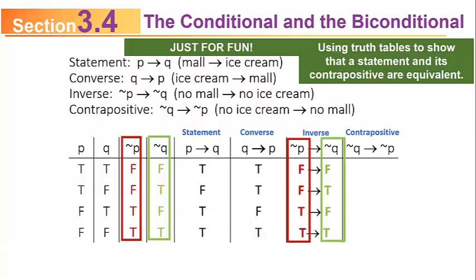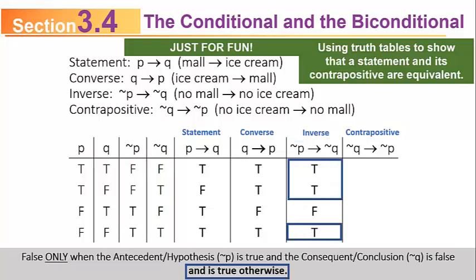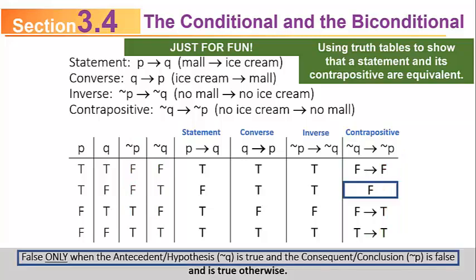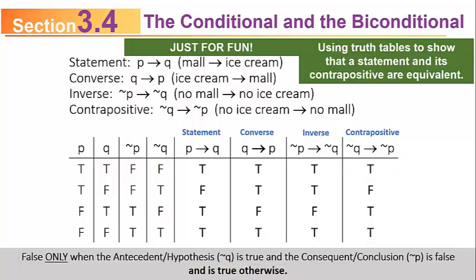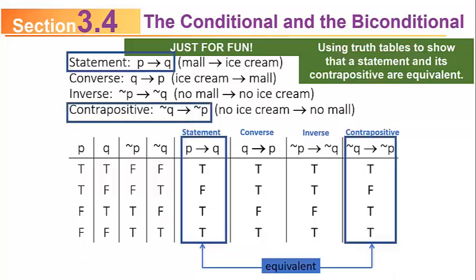Move to the inverse, do the same sort of thing. I'm not going to take this step at a time. You'll get the truth values true, true, false, true. And finally, if you do the same thing to the contrapositive, you'll find out that the truth values are true, false, true, true. And what you notice is exactly what we said earlier.